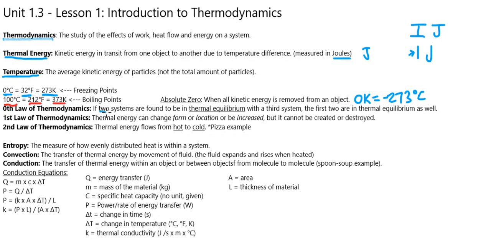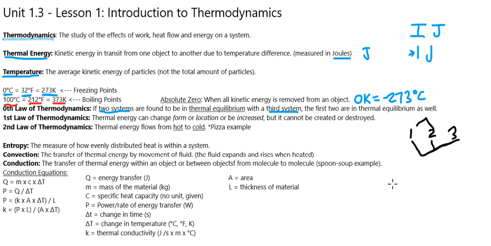If two systems are in thermal equilibrium with a third system, then the first two are in thermal equilibrium as well. Meaning, let me click on this. So system 1, 2, 3. If 1 and 3 are in equilibrium, and 2 and 3 also are, then 1 and 2 have to be as well. That's what that means.